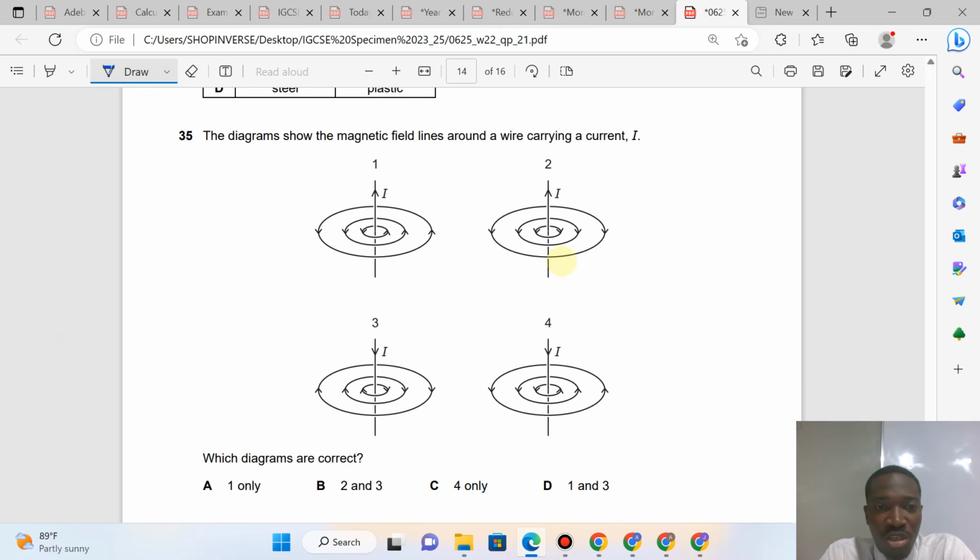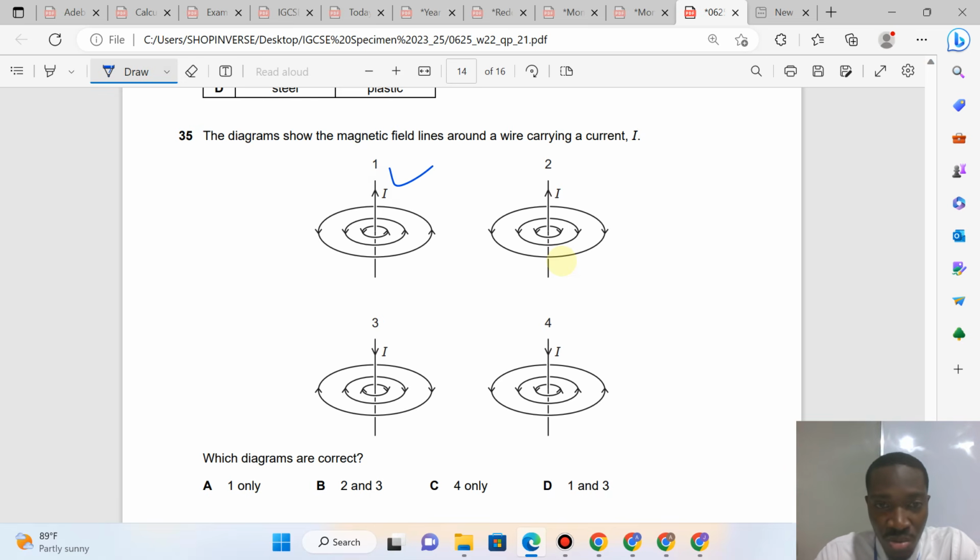The diagrams show the magnetic field lines around a wire carrying a current. Which diagrams are correct? One only. Okay, so according to the thumb rule, or the right hand grip rule, if you have a conductor and you grip it with your right hand with your thumb pointing in the direction of current, the direction in which your fingers wrap that conductor shows the direction of the field. Okay, and this number one is correct.